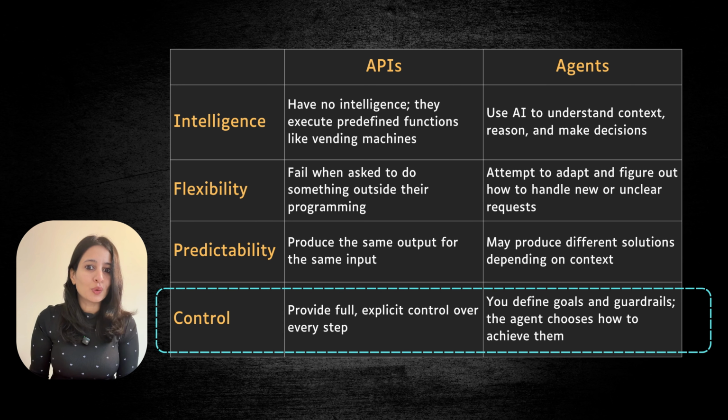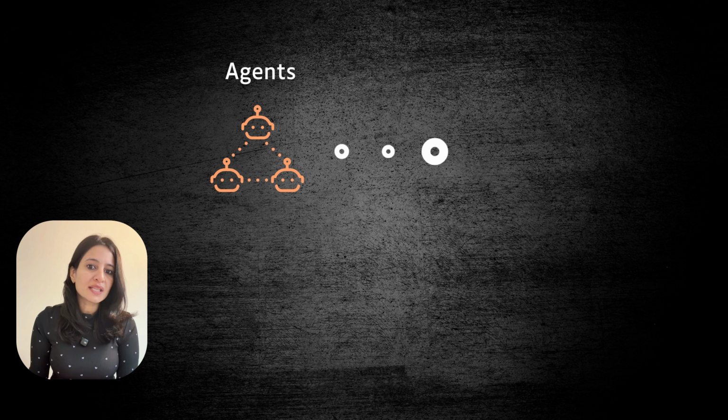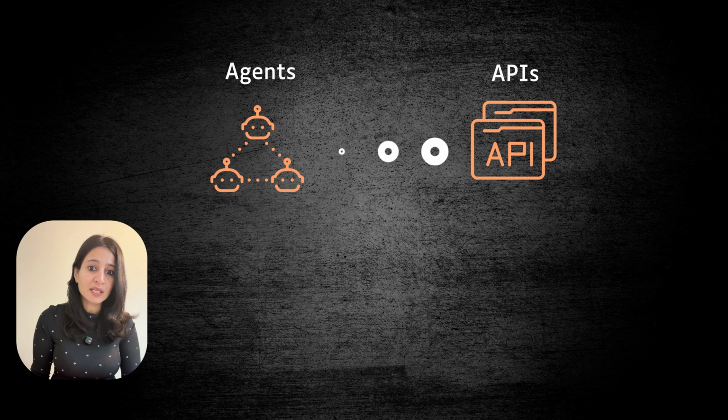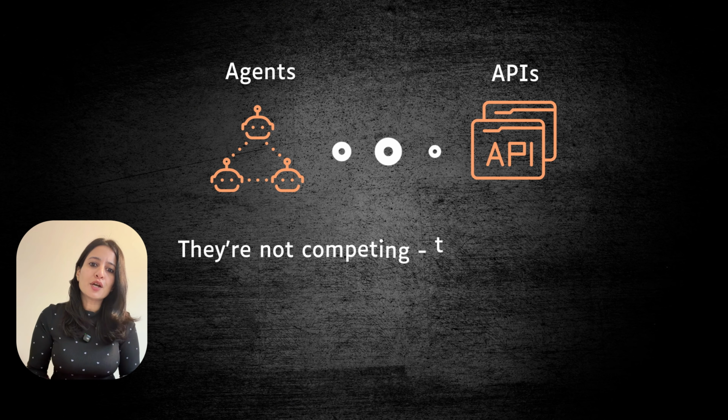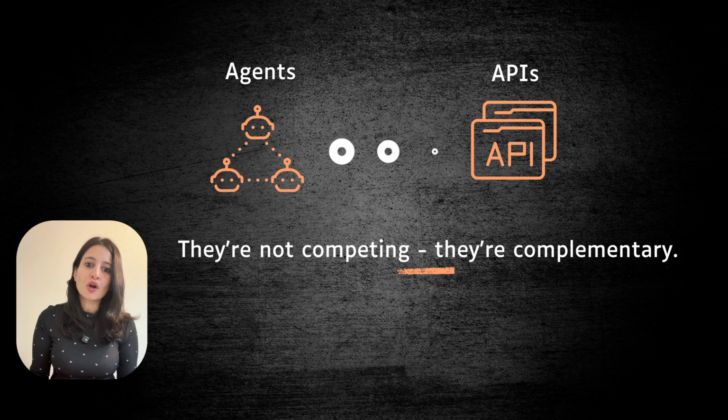And then there is control. APIs give you complete control. But for agents, you set the goals and guardrails, but they choose the path. Here is the key. Agents often use APIs. A travel agent might use flight APIs, hotel APIs, and weather APIs. They are not competing. They are complementary.